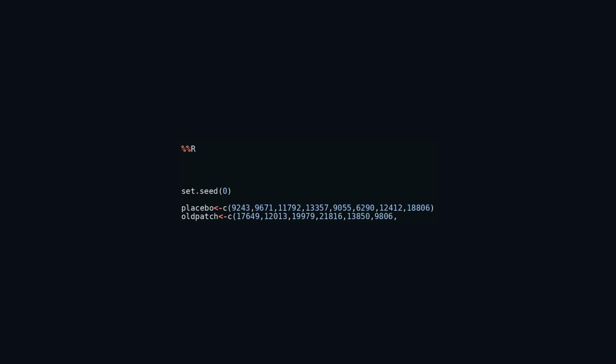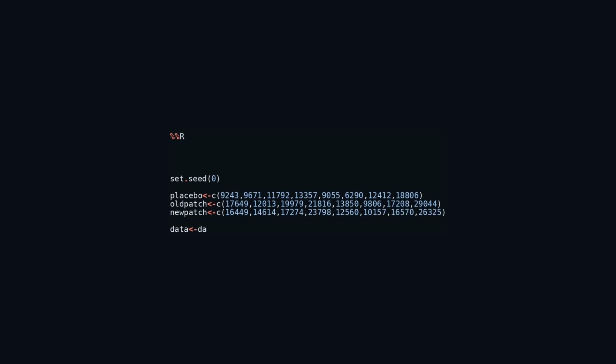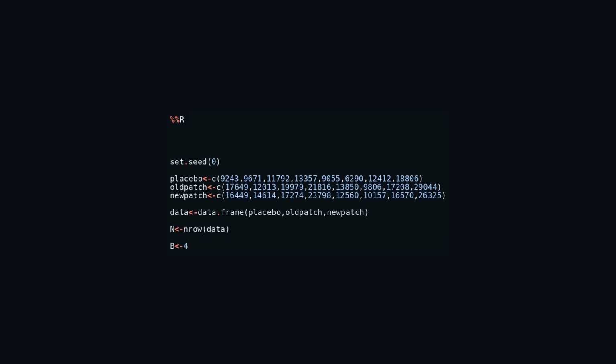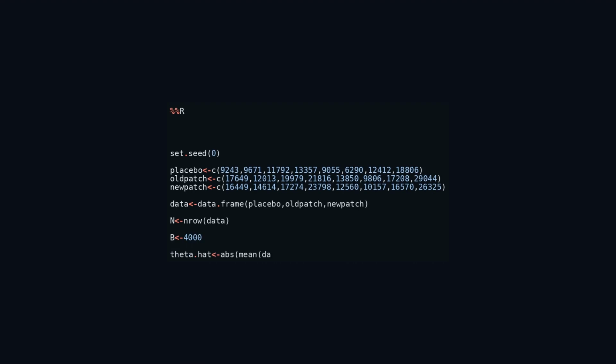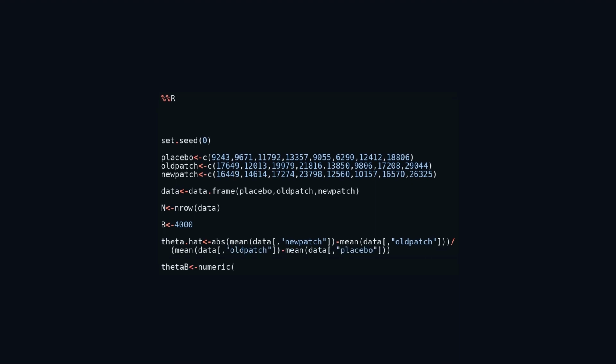In this script, a simulation study is being conducted to gauge the likelihood that a specific parameter, known as theta, surpasses 0.2 by utilizing data collected from 3 distinct groups: placebo, gold patch, and new patch. Firstly, random data is generated for each of the three groups mentioned above. Subsequently, the script computes the estimated value for the parameter theta. The next step involves engaging in a bootstrapping technique where the data is repeatedly sampled with replacement. Data is recalculated for each resampled dataset, and the outcomes are recorded.